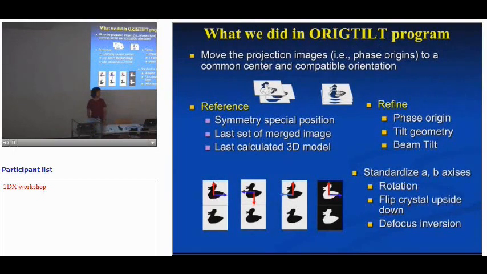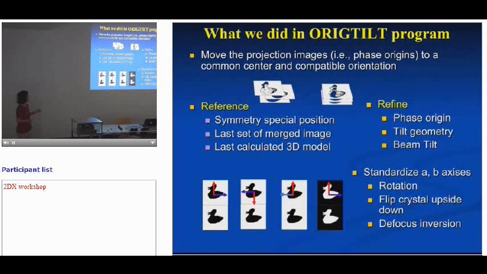Okay, so I was supposed to mention something about MakeTrain. The way I look at it, it's sort of the opposite of what we are trying to do. Well, we are using the information we get out from Origtilt. So what we did in Origtilt was move in a projection image and try to put it to the same origin.